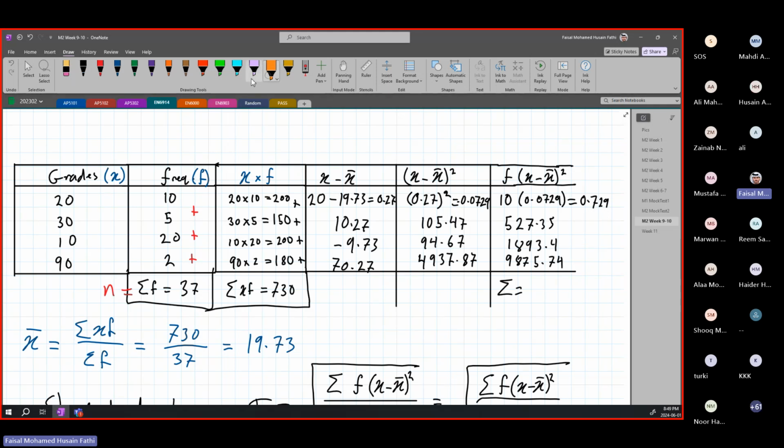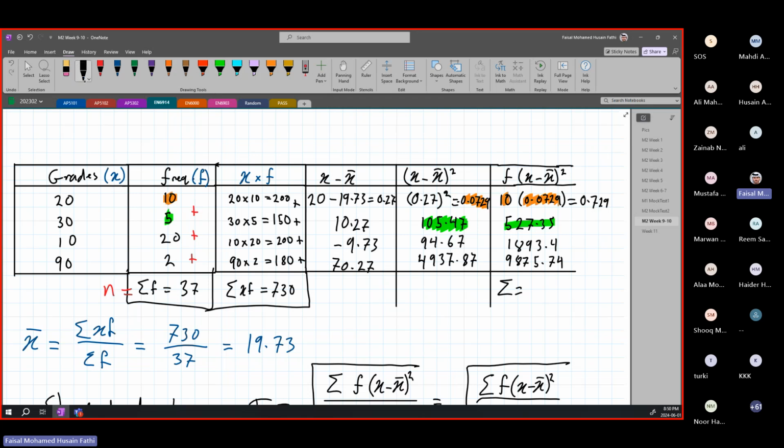Just so you guys see this clearly, what I did is this 10, I multiplied with this value. All right, this is where the 10 and 0.0729 came from. Same thing for this one. I multiplied 5 with this value, the frequency with this value. This is how I got 527.35. And I did the same for the rest. And now we add them all up.